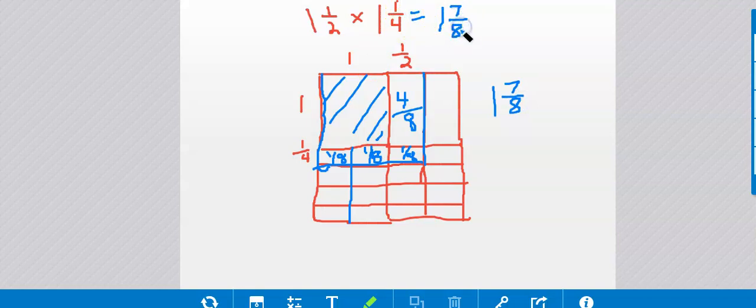I want you to think about with this problem, take a look at the product. In this case, do you notice that the product is bigger than the two factors? I want you to think about why that might be in this case, because in the other cases, it seems like the product is less than at least one of the factors. But in this case, it's greater than. So think about why that might be.